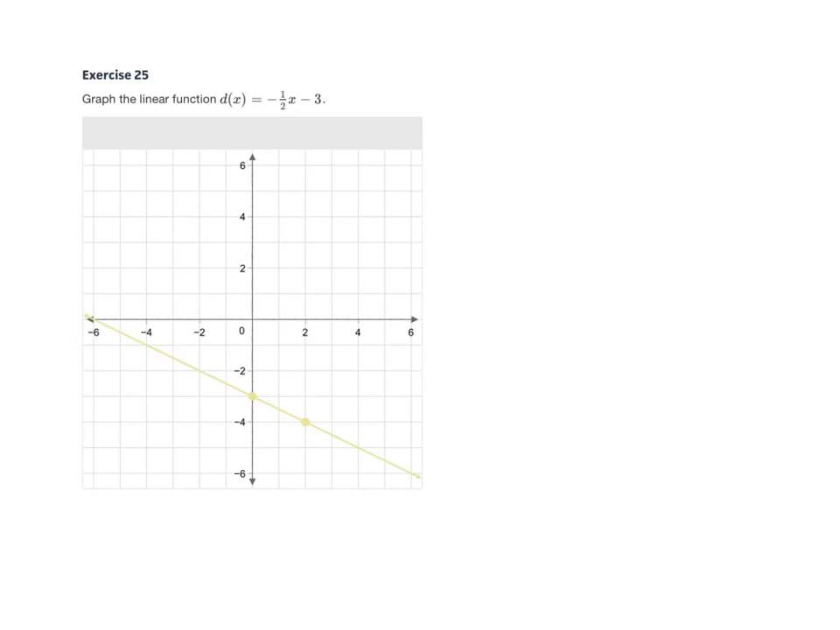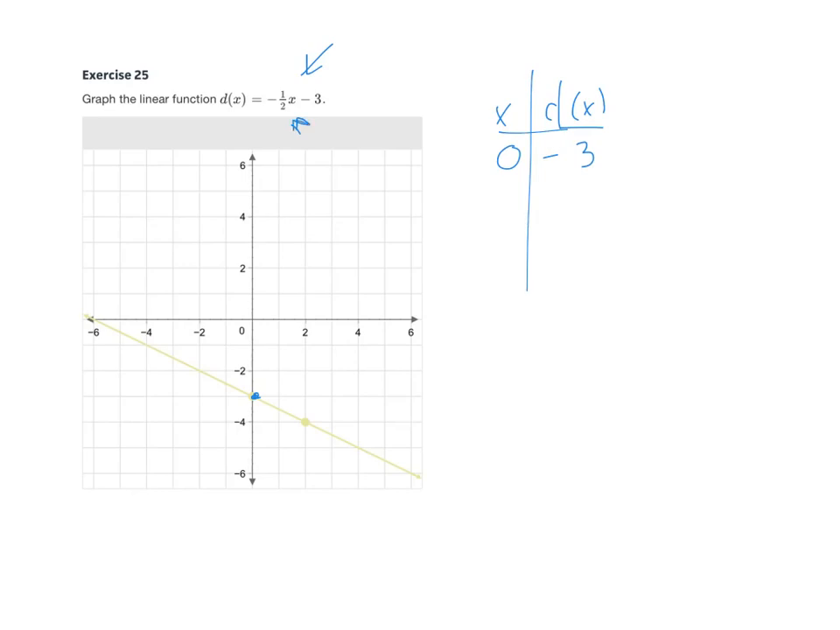This one here, we've got x, and we would have d of x. Okay, and we are putting our x value in here for x, right? Always start with 0. It's always the easiest. Negative 1/2 times 0 is 0. 0 take away 3. We got 0, negative 3. Now, you want to pick things that are divisible by 2, or things that are easily split in half.